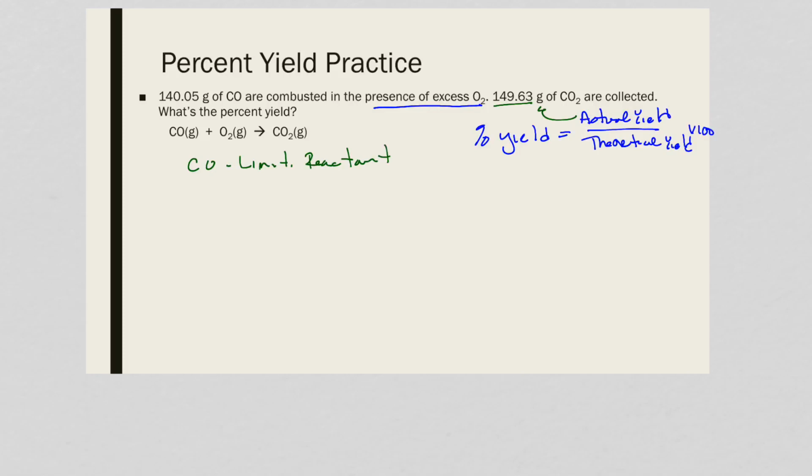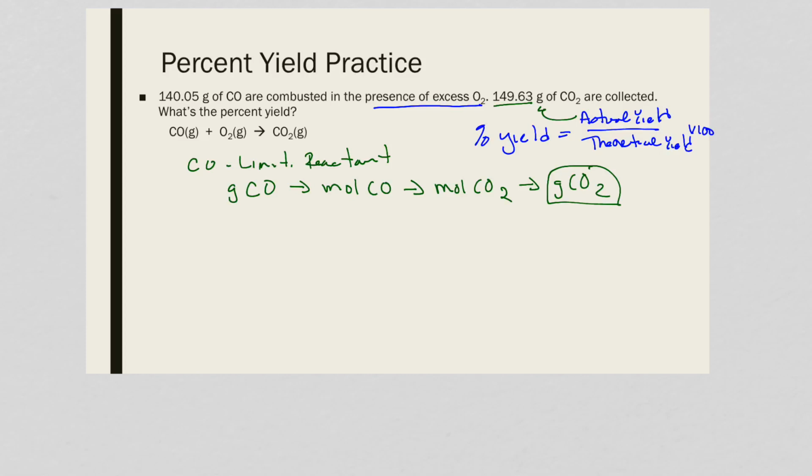I need to go from grams of CO, and I need that to tell me something about CO2. So our flow is going to be grams of CO to moles of CO to moles of CO2 into grams of CO2. Right? So ultimately we want to get our theoretical yield in grams of CO2 here. Now, let's go ahead and get started.